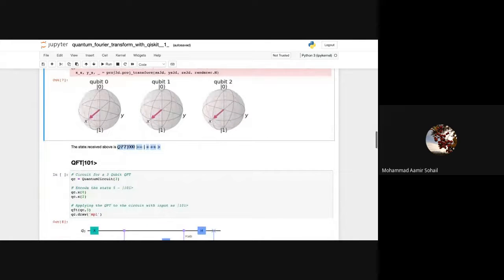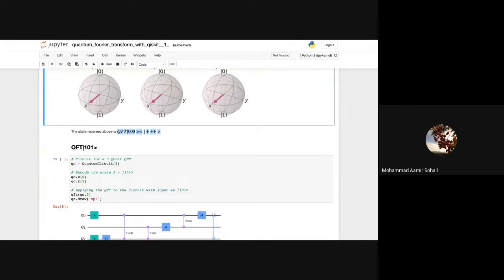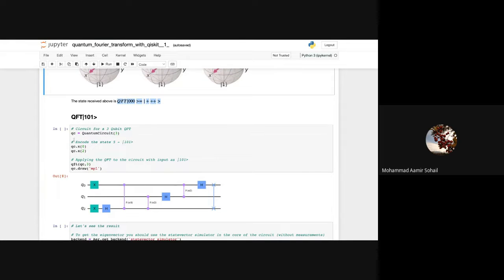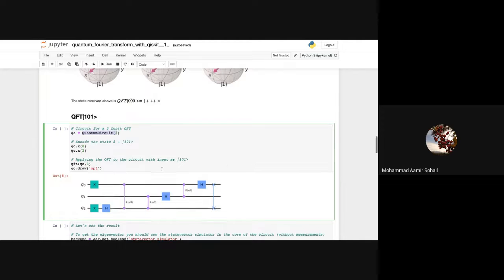And now we'll see the output for the QFT of the 101 state. To encode 101, we applied X gates, because this quantum circuit is generally initialized with all zero states. So we have all zeros, but we apply the X gate on Q0 and Q2, and we get 101. And now we apply the quantum Fourier transform. Again, this is the first block, this is the second block, this is the third block, and then the swapping. So this is the complete QFT operation.